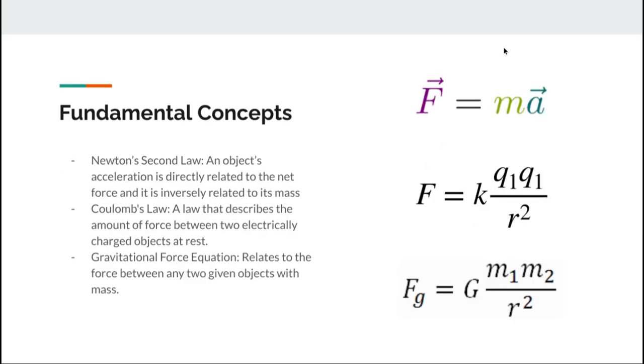And so the three fundamental concepts that we'll be using for this lab. We start with Newton's second law. An object's acceleration is directly related to net force and is inversely related to its mass. That's that first equation there on the top right. Then Coulomb's law, it just describes the amount of force between two electrically charged objects at rest. That's the one in the middle right. And then the gravitational force equation. This relates to the force between any two given objects with mass. That's the bottom right there.